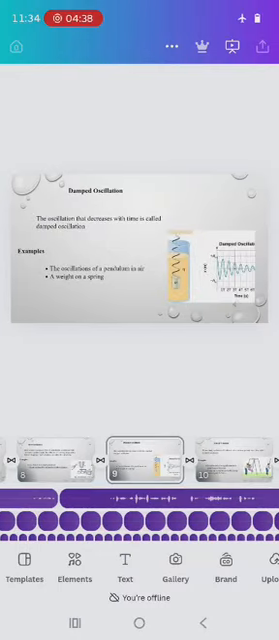Okay, the next one is damped vibration. This image represents examples of damped oscillations. The first one is a weight on a spring, and the oscillations of a pendulum in air. These are the examples. The oscillation that decreases with time is called damped oscillation.